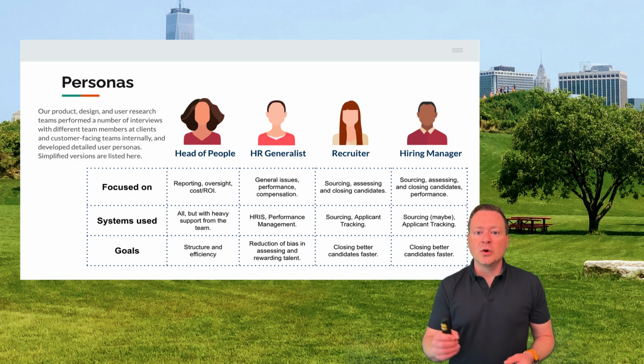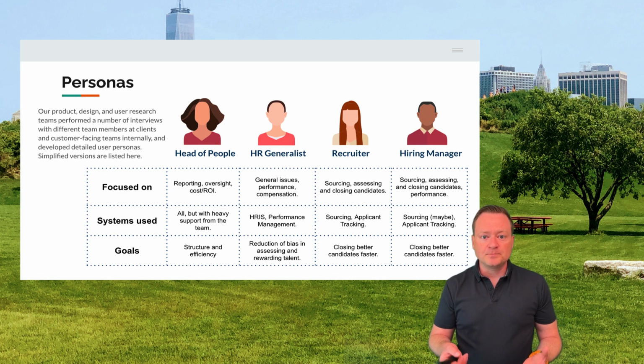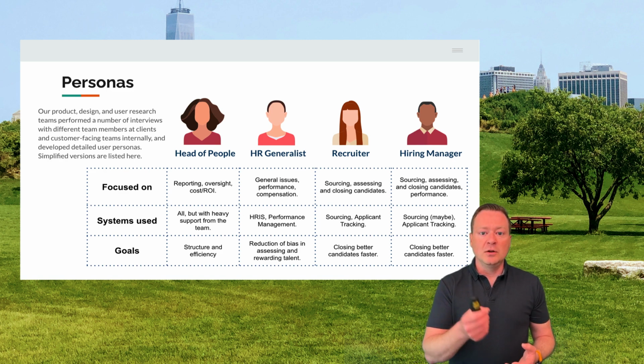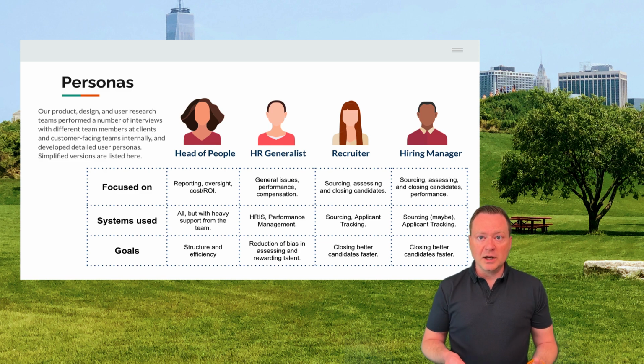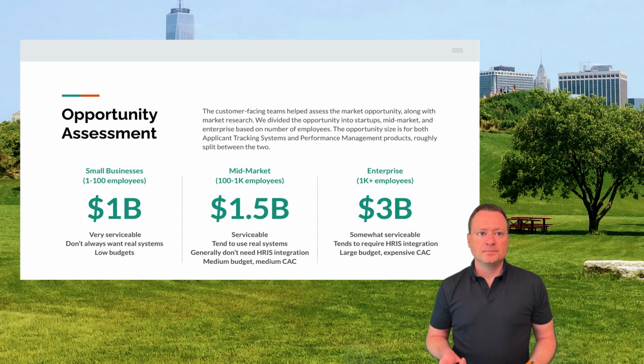And so I'm not going to go through all of the boxes here because the point isn't necessarily to go into every detail of this case, but it's important to think through, well, if you have a strategy on a B2B product or on a B2C product, you need to look at the individual people that you're solving for, and they have different needs. And so I outlined the head of people, the HR generalist, the recruiter, the hiring manager, and then for each one of them, what are they focused on? What systems do they use? And what are their goals? And once you have that, you can come back and say, great, this is how we're going to approach our product strategy and our design.